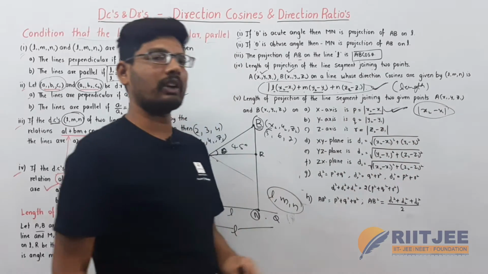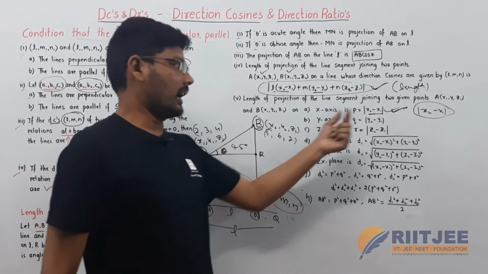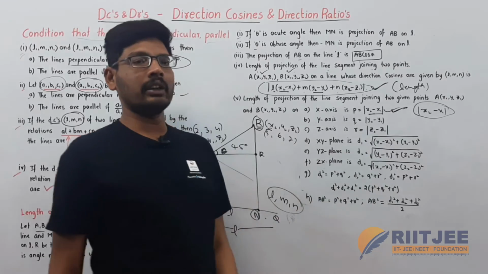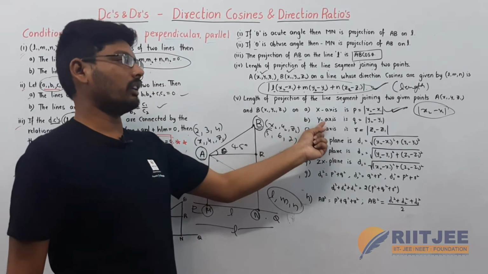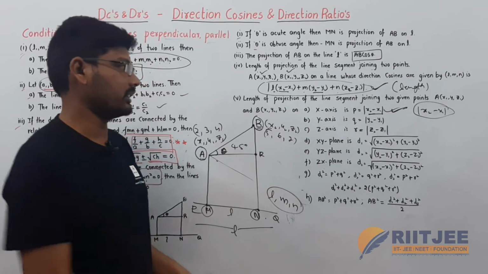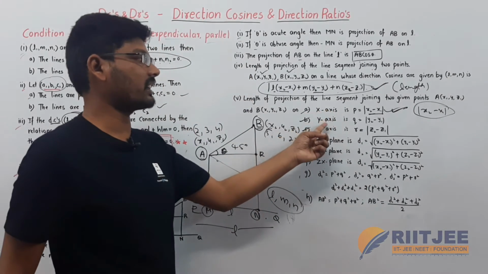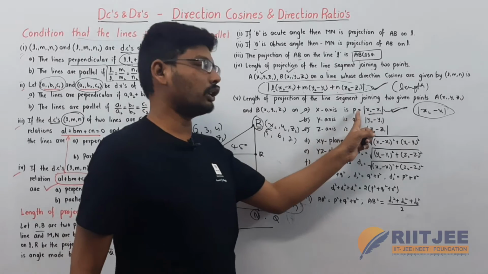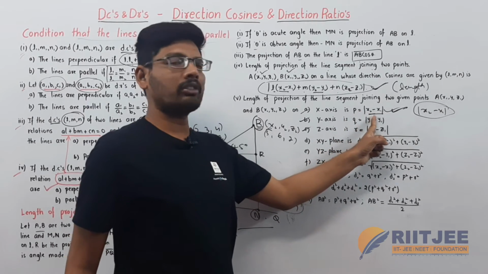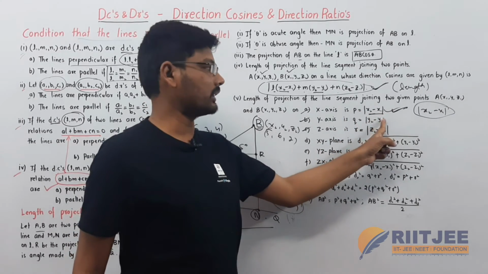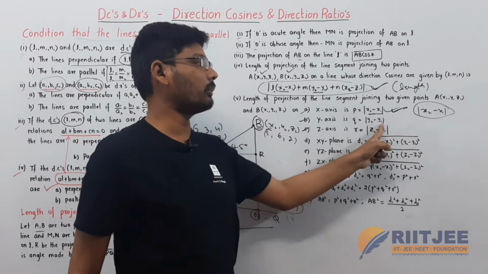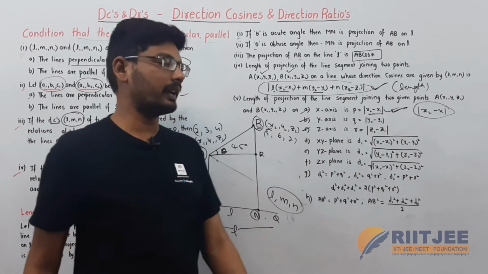The modulus values of the x ordinate, y ordinate and z ordinate give the lengths of the projections on the x, y, z axes respectively. These are the 3 lengths of the ordinates to the x axis, y axis and z axis. They are denoted by P, that is the modulus value of the difference x2 minus x1, and Q is equal to y2 minus y1, and R is equal to z2 minus z1 here.